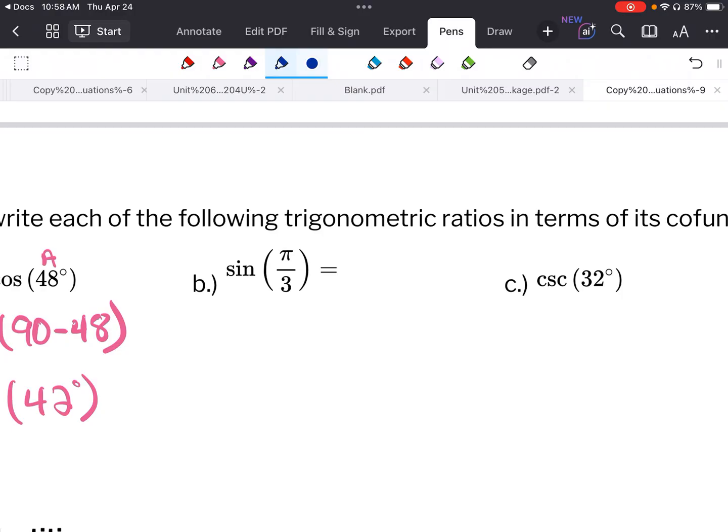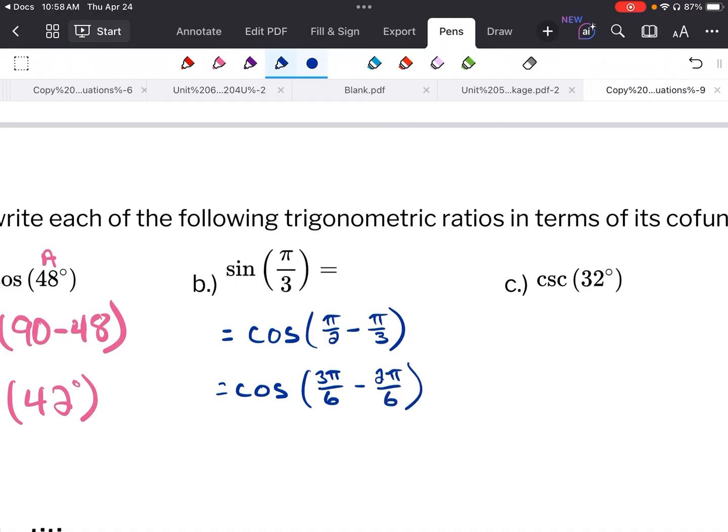Okay, in radian terms, so sine of pi over 3 is the same as cos of pi over 2 take away A in this term, pi over 3. And we know we have to have a common denominator to subtract fractions. So pi over 2 is the same as 3 pi over 6. Pi over 3 is the same as 2 pi over 6. So sine of pi over 3 is the same as cos of pi over 6.